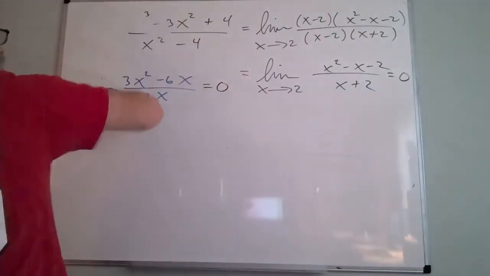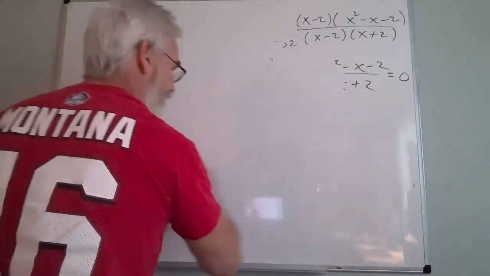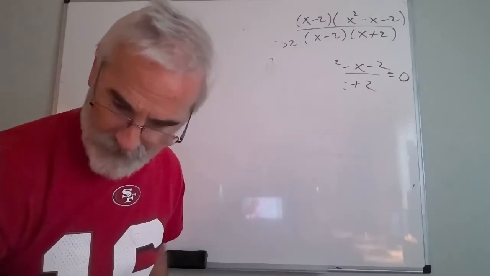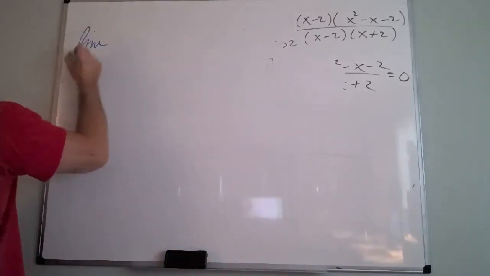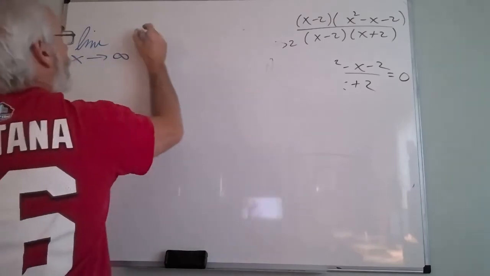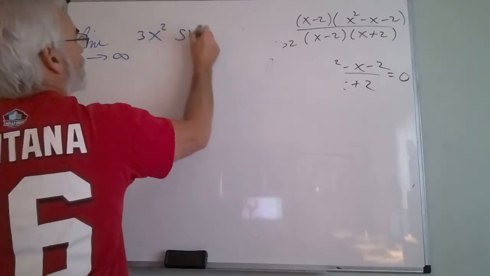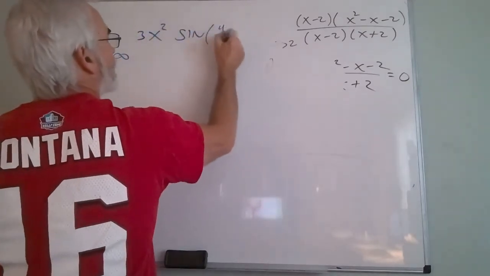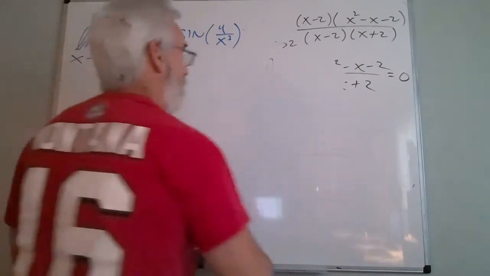This is one of my favorites because this comes up a lot in the later chapters as well. Something of the following form. Let me do this. The limit as x goes to infinity of, how about, 3x squared times the sine of 4/x³. Oh, that just looks absolutely hideous. Well, let's examine it for a moment.